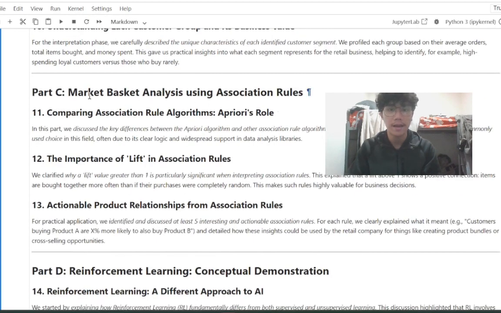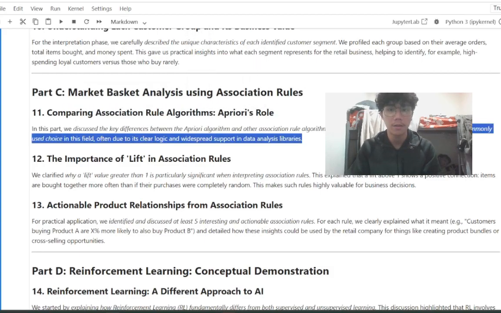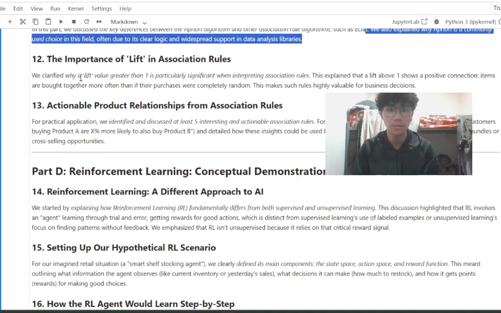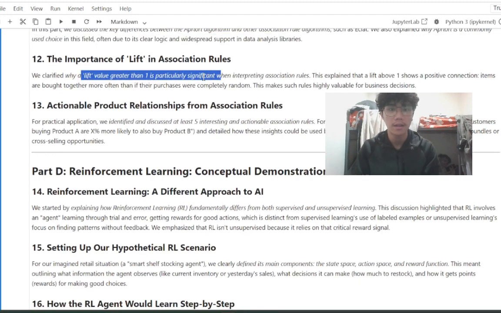Now, in Part C, we conducted our market basket analysis. First, we compared the Apriori algorithm to others like ECLAT, highlighting why Apriori is a common choice. Then we emphasized the importance of the lift metric, explaining that a value greater than 1 signifies a strong, non-random connection between products. From this, we identified at least 5 actionable association rules, detailing how they could be used for product bundling or cross-selling.